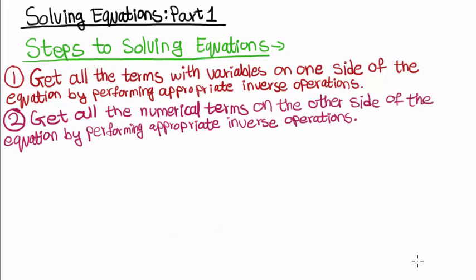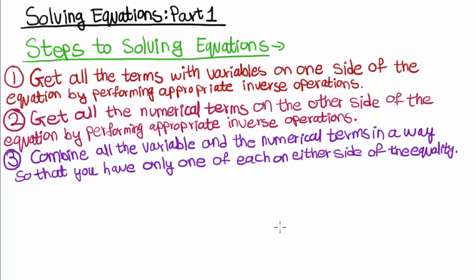Now in the third step, you need to combine all the variable terms, if you have more than one variable term on one side of the equation, so that you're left with only a single variable term. And you need to do the same thing by combining all the numerical terms with each other in a way that you're left with only one numerical term on the other side of the equation. Now this fourth step will not be used in the solving equations part 1 video, but we will use this in the next video. But it basically tells you that you need to perform appropriate inverse operations so that your variable term has a coefficient of 1 on it.